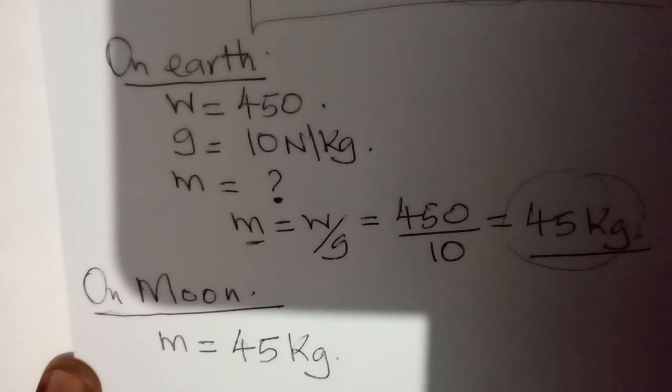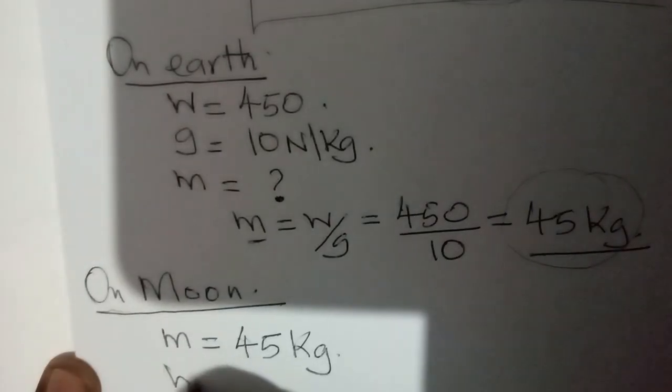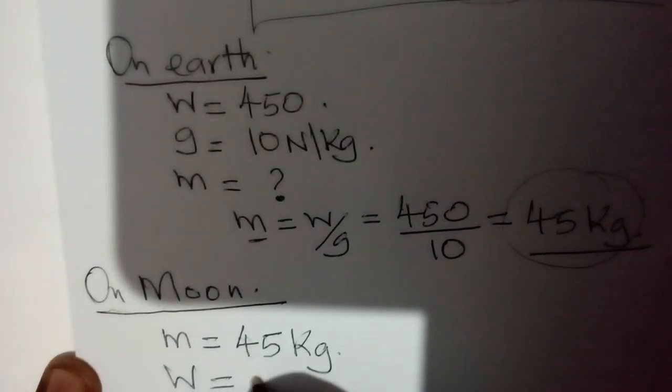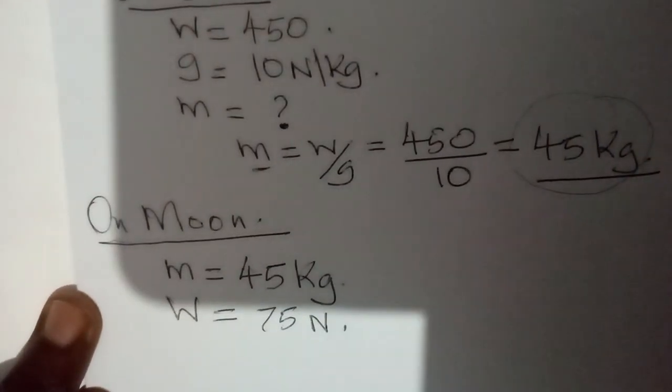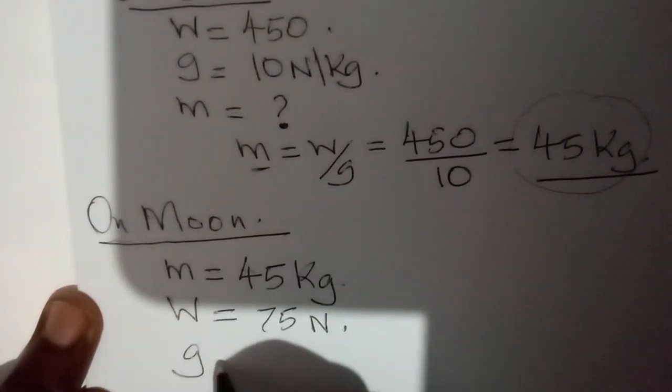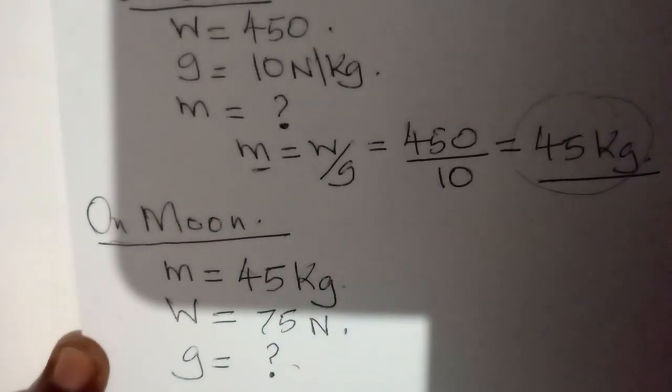Now, what is the weight of the astronaut on the moon? So that has been given in the question. On the moon surface, he weighs 75 Newton. Now the weight will be 75 Newton. And what do we need? Gravitational field strength on the moon surface.